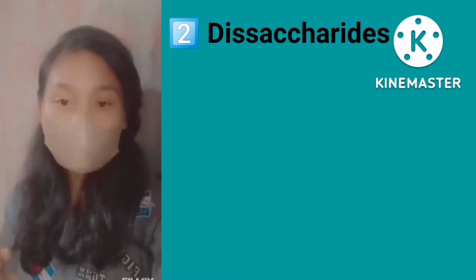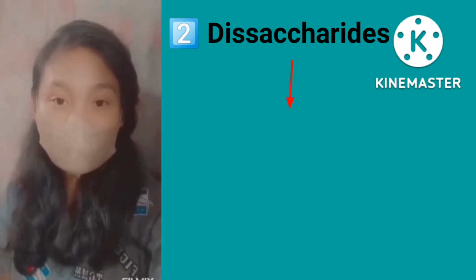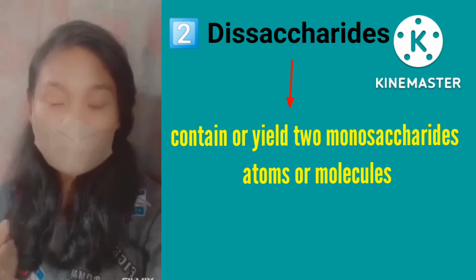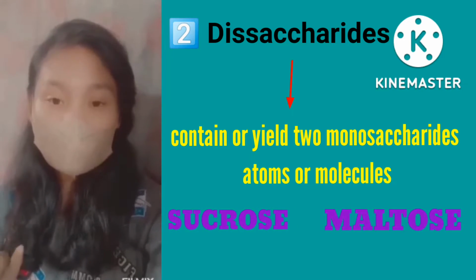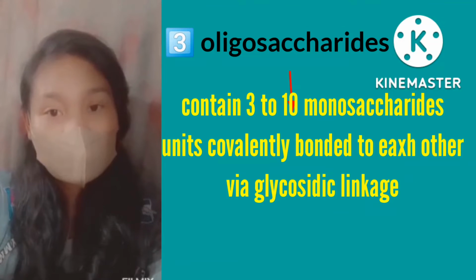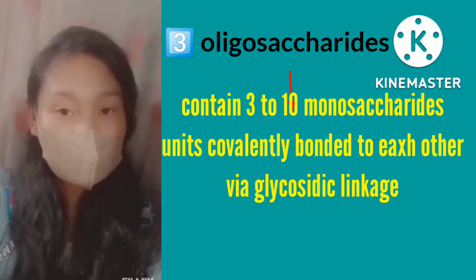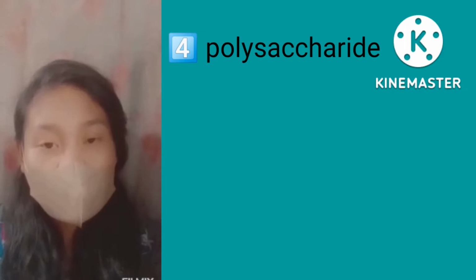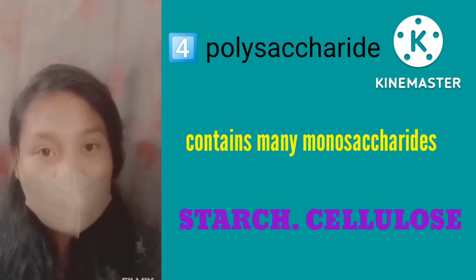Next, we have the disaccharide. Disaccharide contains or yields 2 monosaccharide atoms or molecules. Examples are the sucrose and the maltose. Next one is the oligosaccharide. Oligosaccharide contains 3 to 10 monosaccharide atom units, covalently bonded to each other via glycoside linkage. And the last but not the least is the polysaccharide. Polysaccharide is a polymeric carbohydrate that contains many monosaccharides. Examples are the starch and the cellulose.